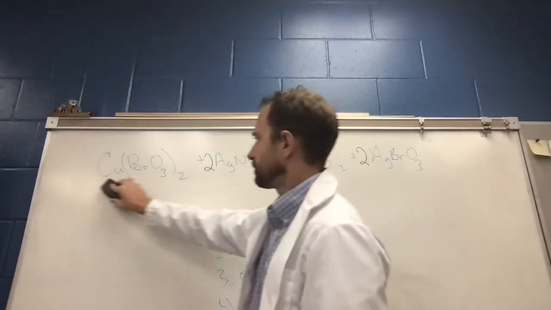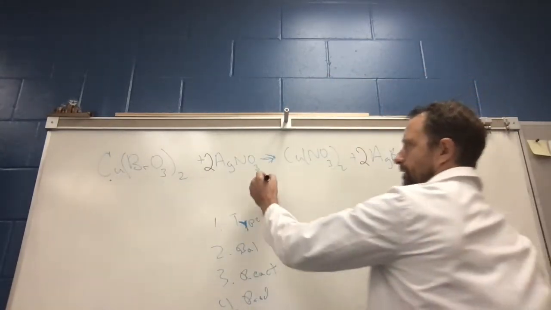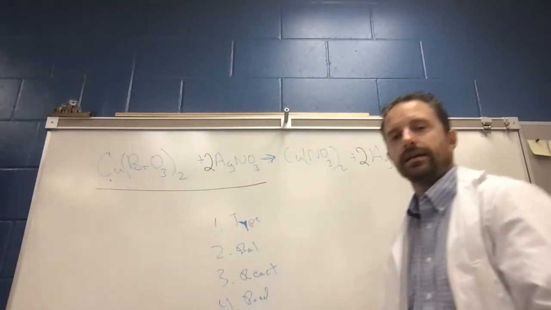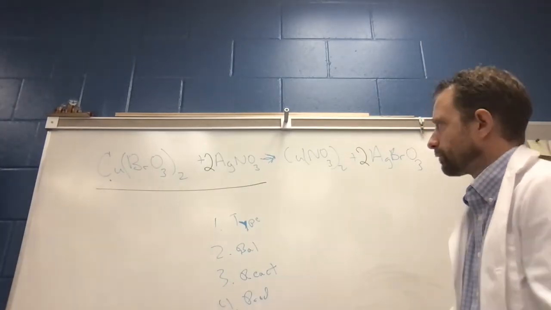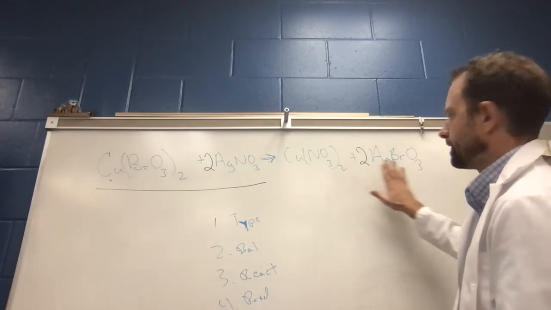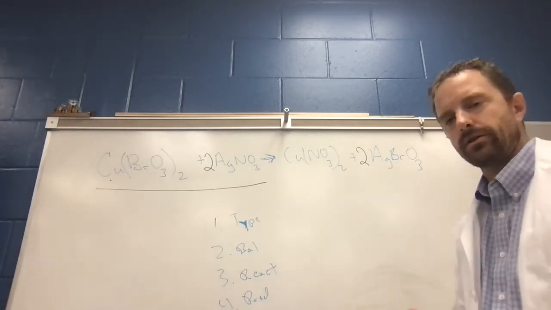Then the last thing we said was, well, what are your reactants and products? Well, this would be your reactants. That's what you put into the reaction. You would have to go get copper bromate and silver nitrate. You would react those things to make copper nitrate and silver bromate, right? They trade partners on those.